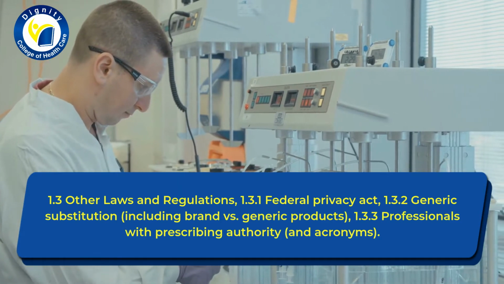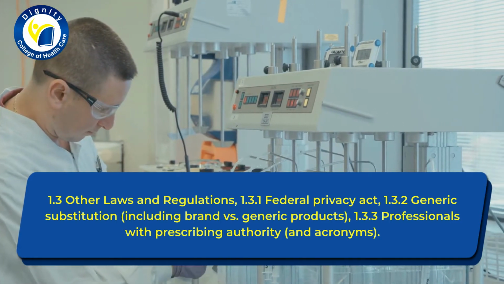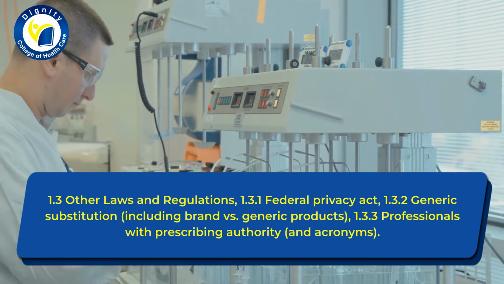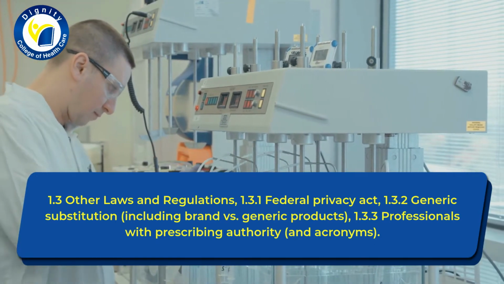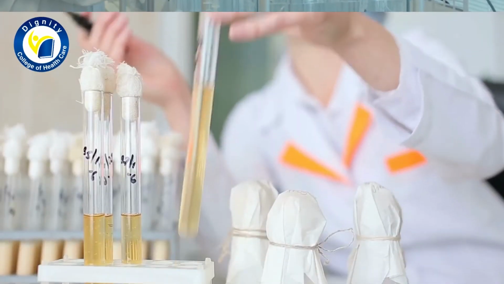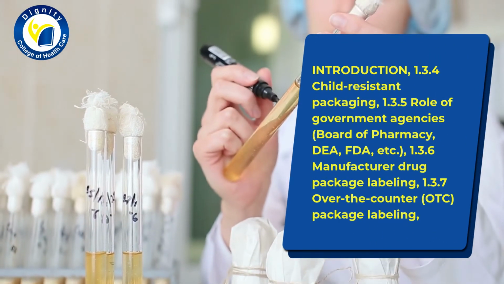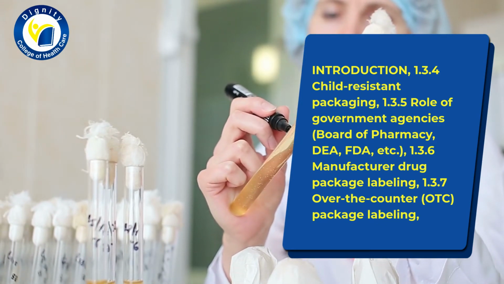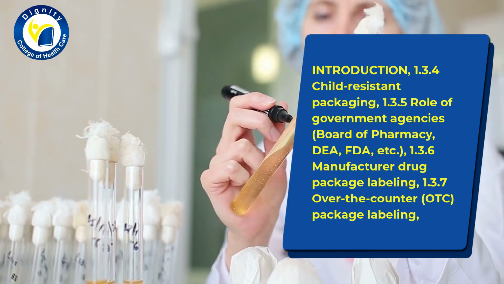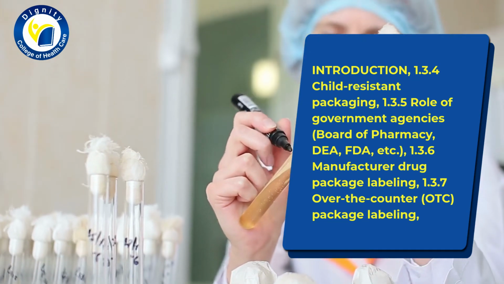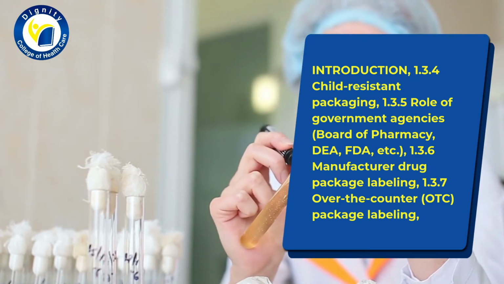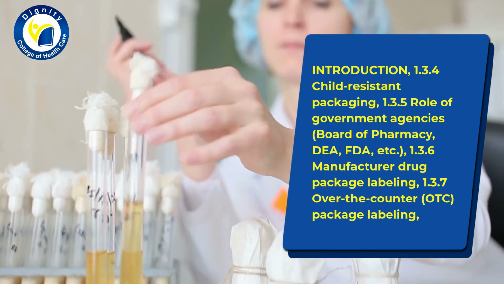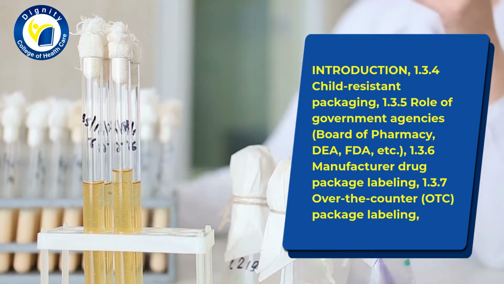1.3.1 Federal Privacy Act. 1.3.2 Generic substitution, including brand versus generic products. 1.3.3 Professionals with prescribing authority, and acronyms. 1.3.4 Child-resistant packaging. 1.3.5 Role of government agencies: Board of Pharmacy, DEA, FDA, etc. 1.3.6 Manufacturer drug package labeling. 1.3.7 Over-the-counter (OTC) package labeling.